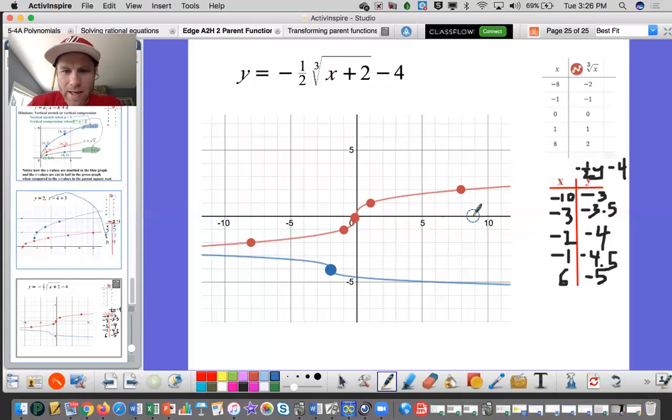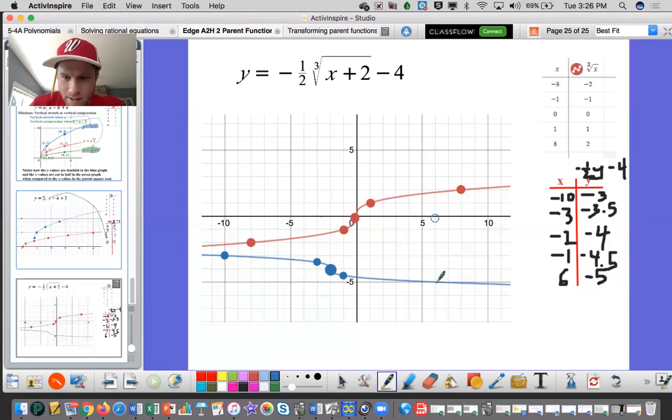We got -3 and -3.5. Yeah, that's there. It's a big dot. I gotta change the size of my dot here a little bit. Right? -10 and -3. Bingo. -1 and -4.5. Yep. And 6 and -5.